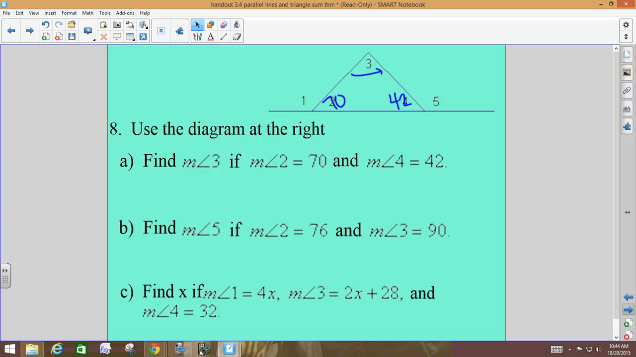What did you get, Sarah? 97? That can't be right, only because one ends in a 2 and one ends in a 7. Okay, resubtract.